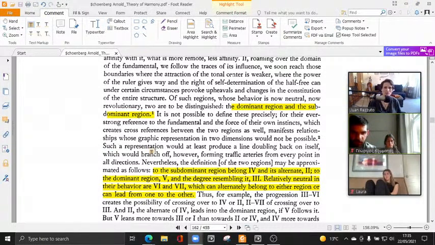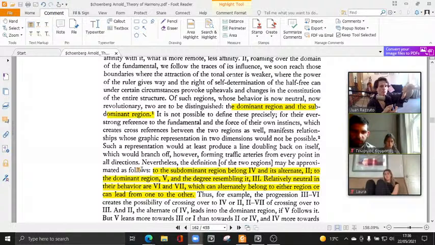So such a representation would at least produce a line doubling back to itself. I mean, when you have these poles, let's say, to the tonic, which branch off, however, forming traffic arteries from every point in all directions. I mean, let's say that you have these cross relationships between chords, although you always return to the tonic and it's all cross reference to the tonic, yeah.